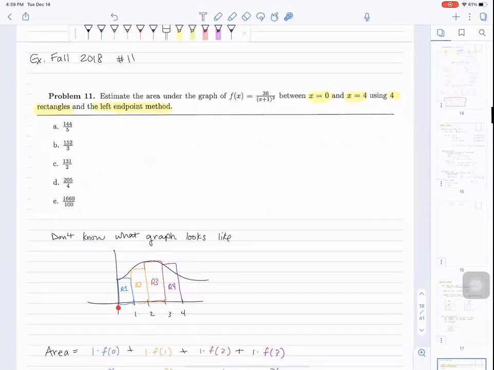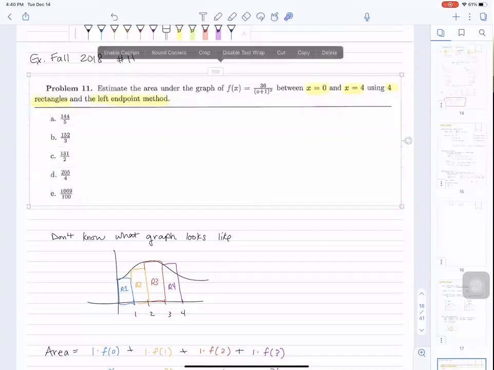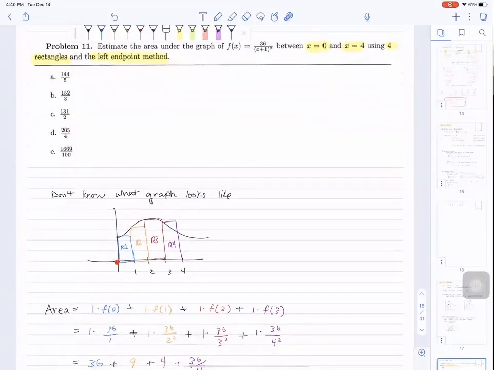If we're imagining it from x equals 0 to 4, and we want 4 rectangles, then the width of each rectangle is going to have to be 1. So we're going to have 1 rectangle here, a rectangle, rectangle, rectangle. For rectangle 1, how are we going to find its height? We're going to find what the function is evaluated at 0, because that's the left endpoint. So the area of our first rectangle is the width times the height, which is the function at 0. That's the blue.